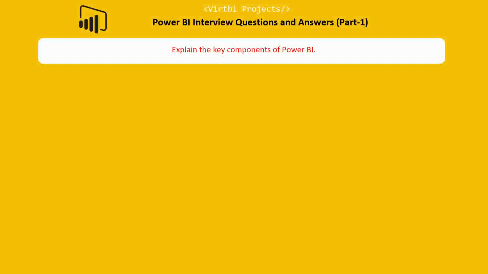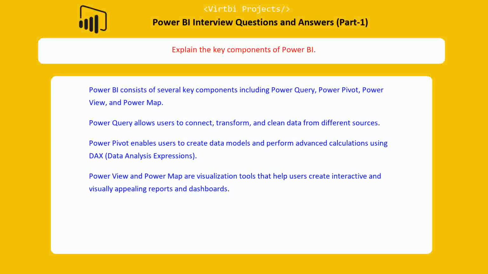Explain the key components of Power BI. Power BI consists of several key components including Power Query, Power Pivot, Power View, and Power Map. Power Query allows users to connect, transform, and clean data from different sources. Power Pivot enables users to create data models and perform advanced calculations using DAX, Data Analysis Expressions. Power View and Power Map are visualization tools that help users create interactive and visually appealing reports and dashboards.